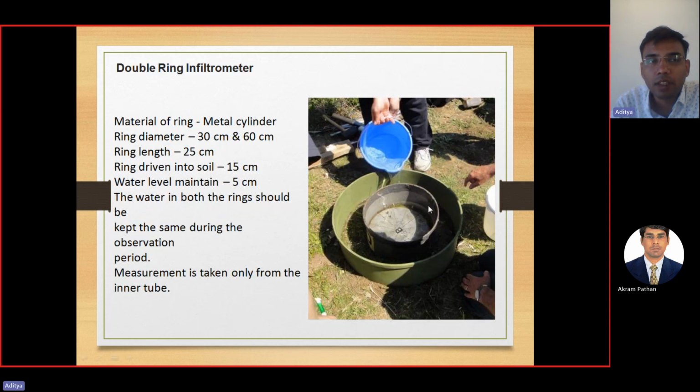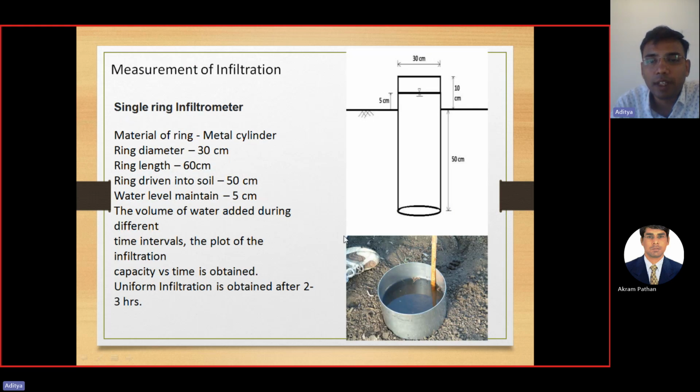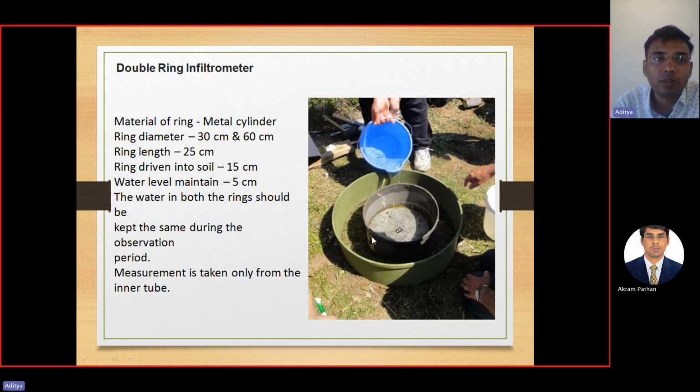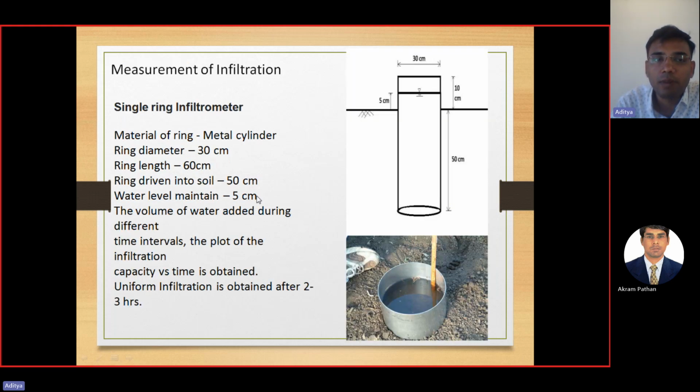Some drawbacks are involved in the single ring infiltrometer. Water gets lost from the sides. To avoid this, one more instrument, the double ring infiltrometer, is introduced. It is similar to the single ring, but one more ring is added around it. The ring diameters are 30 centimeter and 60 centimeter, and ring length is 25 centimeter. The ring is driven 15 centimeter into the soil, and the water level is maintained at 5 centimeter. Again, you get a graph of infiltration capacity versus time for the double ring infiltrometer, and you can estimate infiltration.